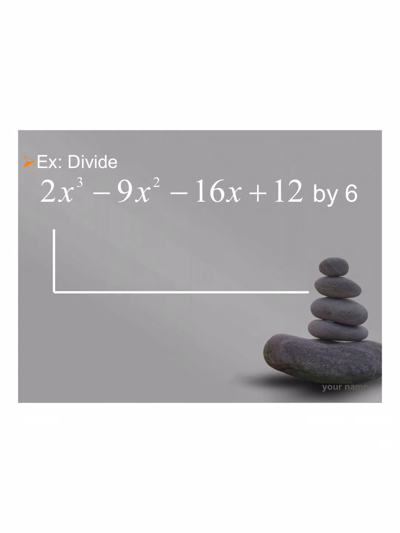Okay, so I'm given my a value because I'm dividing directly by 6. So I'm going to write that on the outside. And then I'll fill in my coefficients. We have 2x cubed minus 9x squared minus 16x plus 12. So we're not missing any terms.